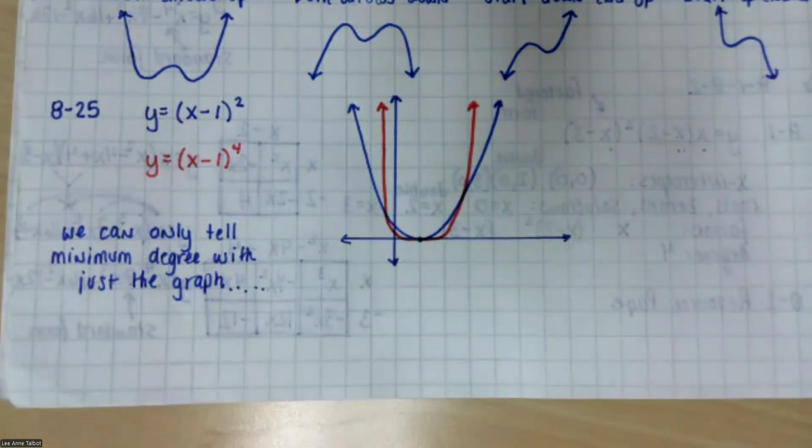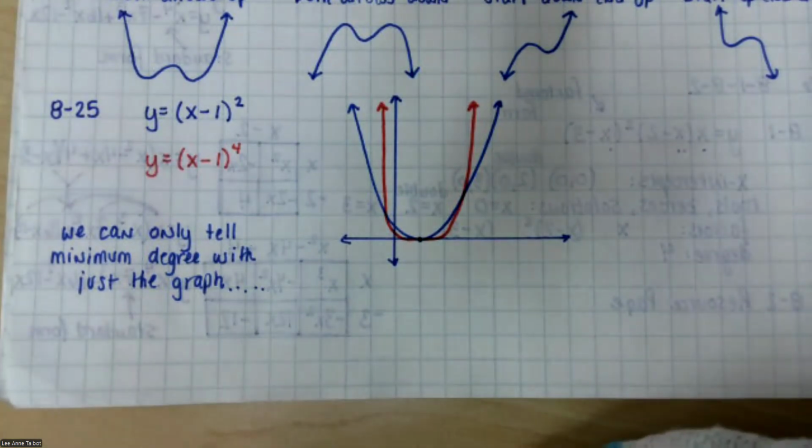So in this class, we can only tell the minimum degree with just the graph. It means we see a bounce. It could be any even exponent. It could be 2, 4, 6, 8. We're just going to go with 2 in this class. We're going to go with the minimum. Keeping it simple. So if you're wondering why I stopped with the triple root and didn't keep going with quadruple and whatever, that's why, because they do the same thing.